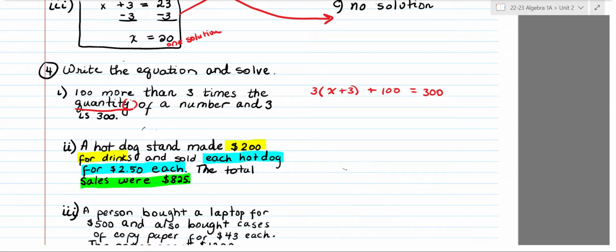So we're going to write the equation. This one is going to be the constant. Each hot dog, so that means that's the rate. And this is the total. And so x is going to be the number of hot dogs. So there should be 200 plus 2.50x equals 825.